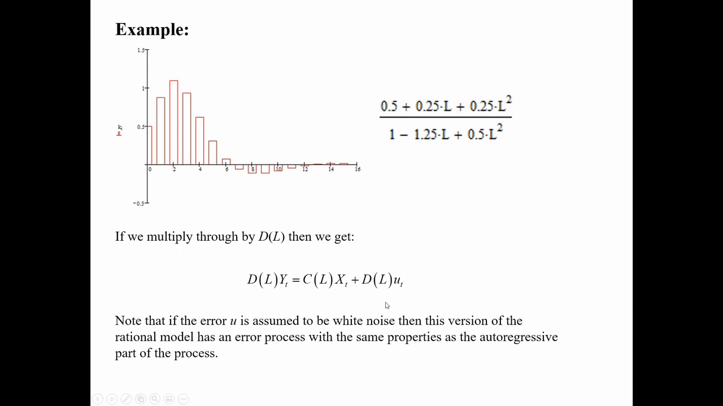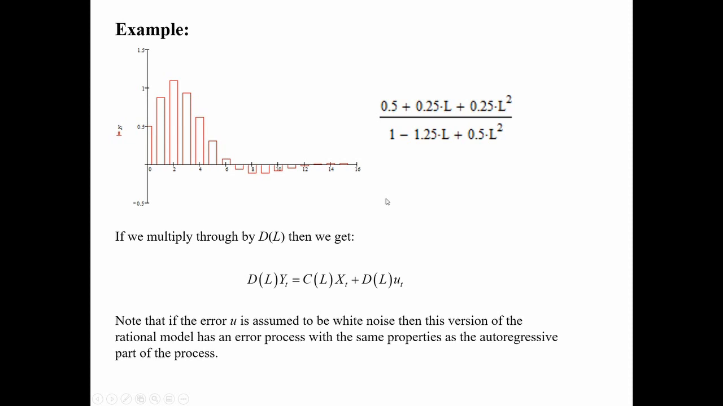Let's take a look at an example. The graph here shows a possible distributed lag function. These would be the parameters on the x variables for different lags, and you can see that it's a very long distributed lag function. However, it's possible to show that we can approximate this function by taking the ratio of two quadratic or low order polynomial functions. In fact, this is how we generated this particular polynomial function. We've taken the ratio of 0.5 plus 0.25L plus 0.25L squared over 1 minus 1.25L plus 0.5L squared. And that would give us this particular pattern of distributed lag parameters.